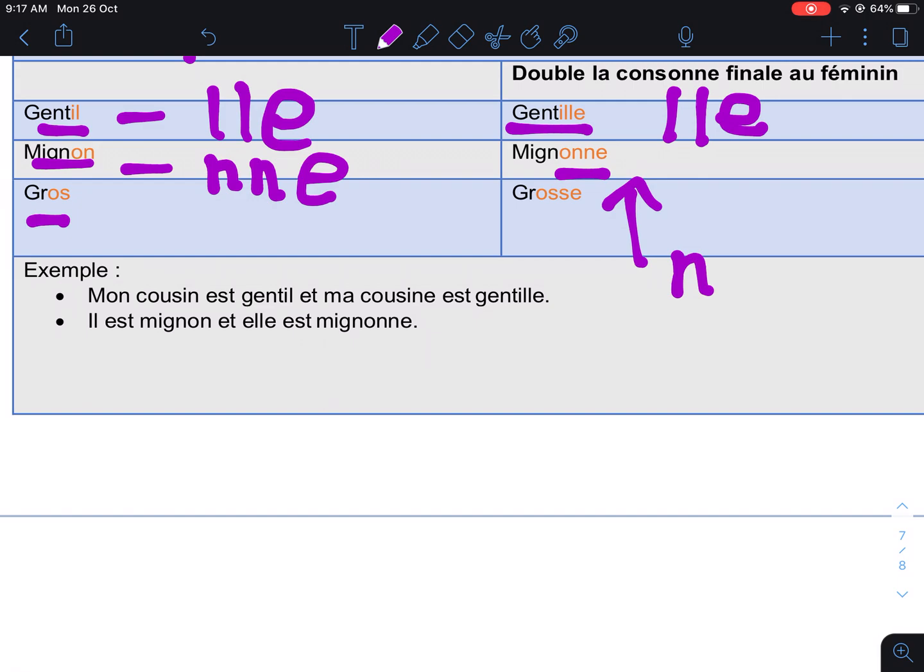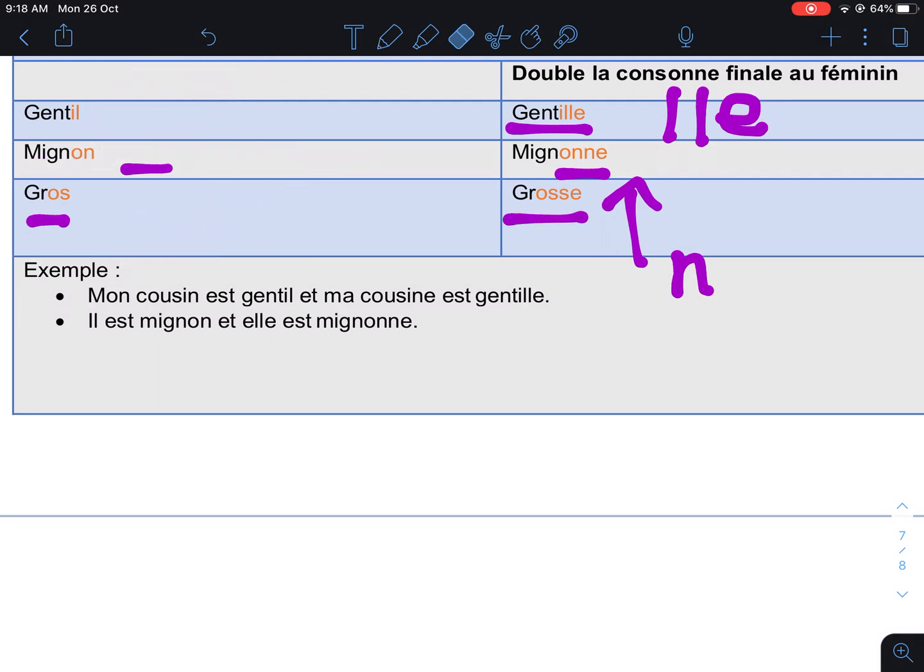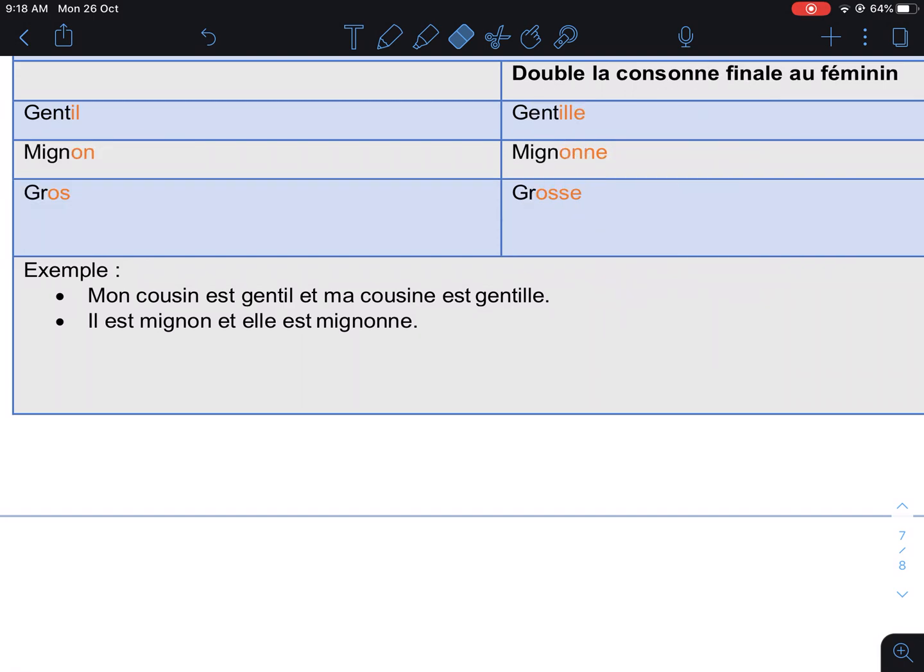Now lastly, gros. Gros here means fat or big. Then when you want to make it feminine singular, you have to write the consonant S double, then you have to add E. It becomes grosse. So I'm going to repeat the pronunciation again. You have gentil, gentille, mignon, mignonne, gros, grosse.